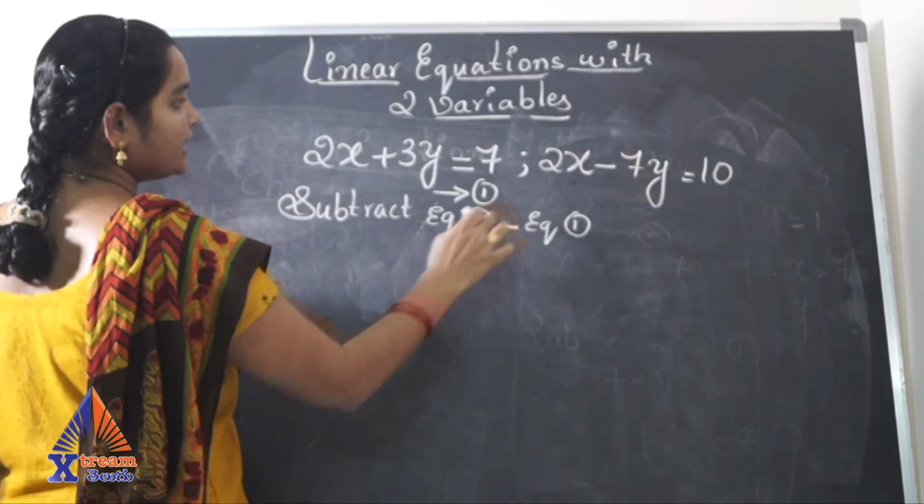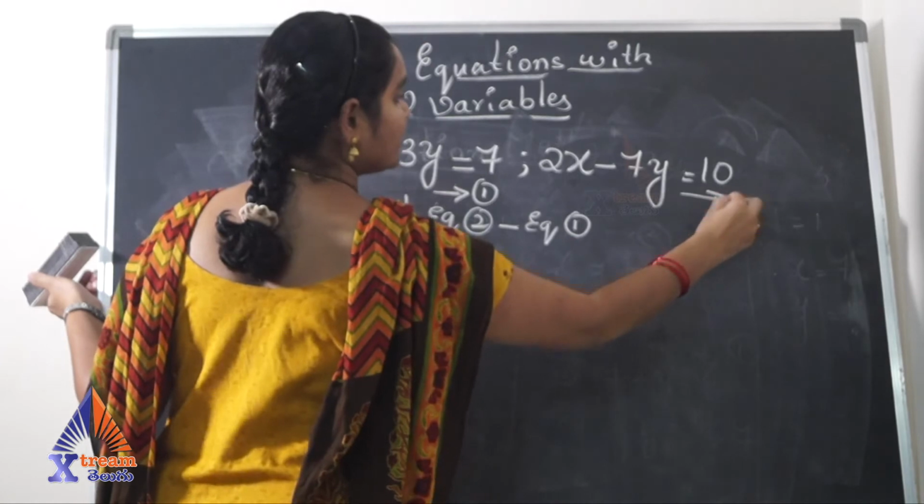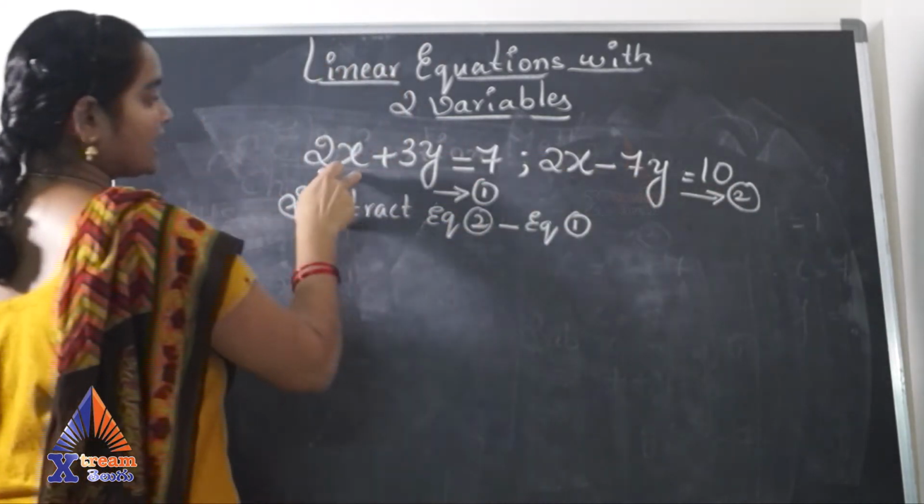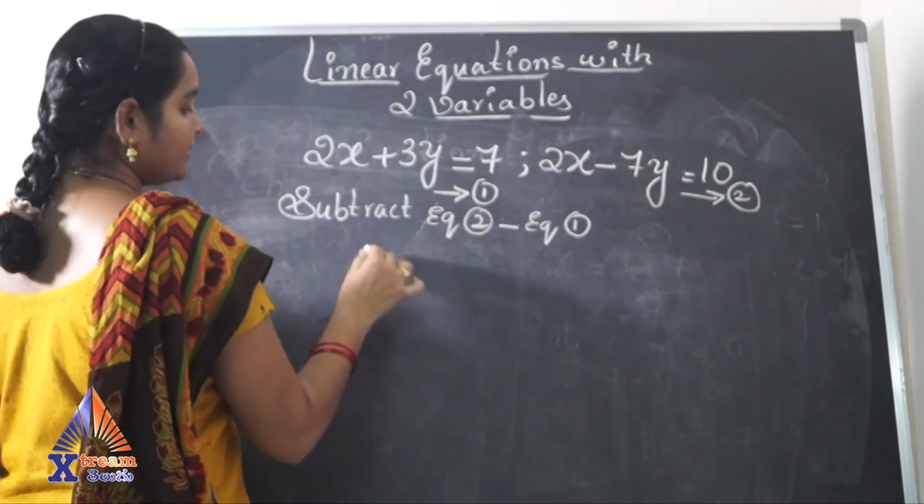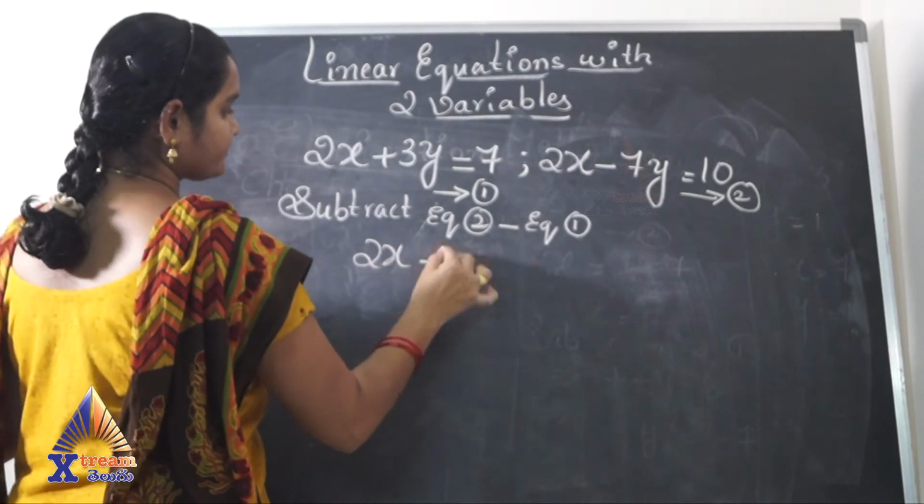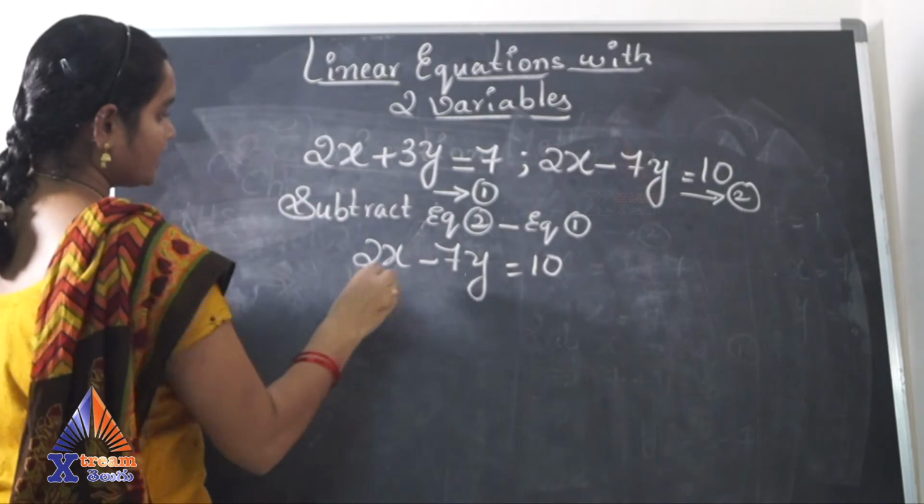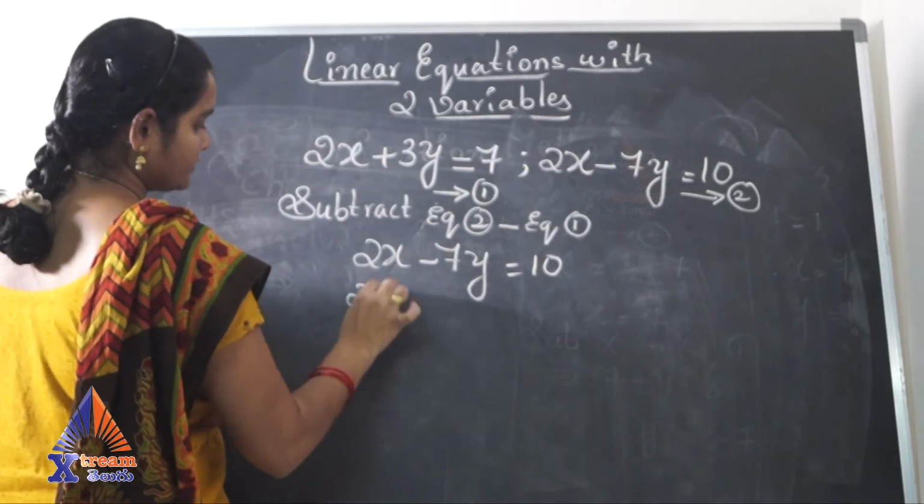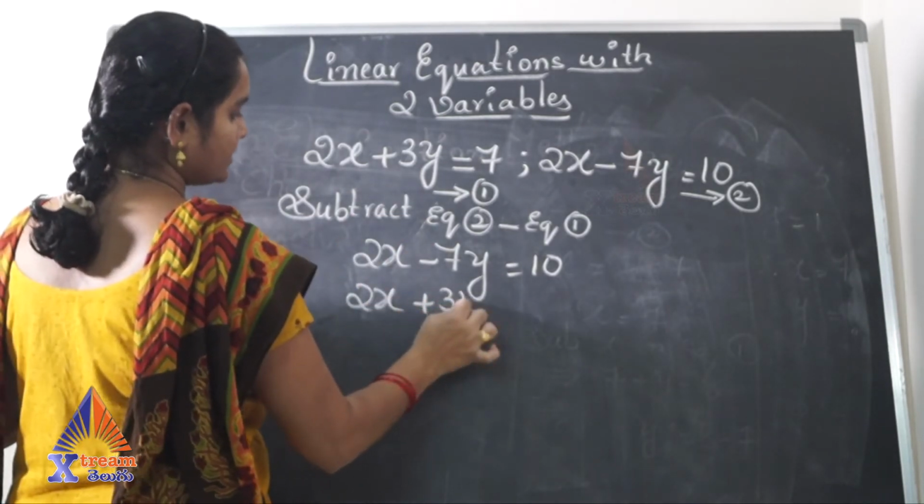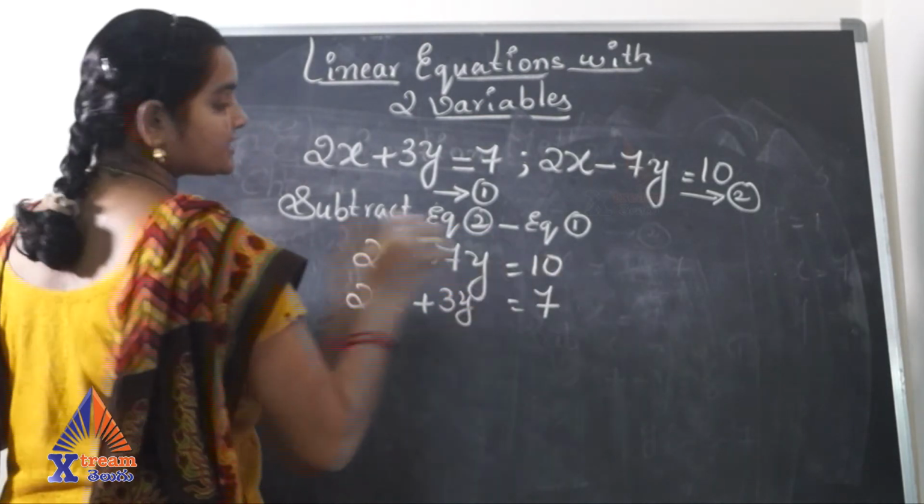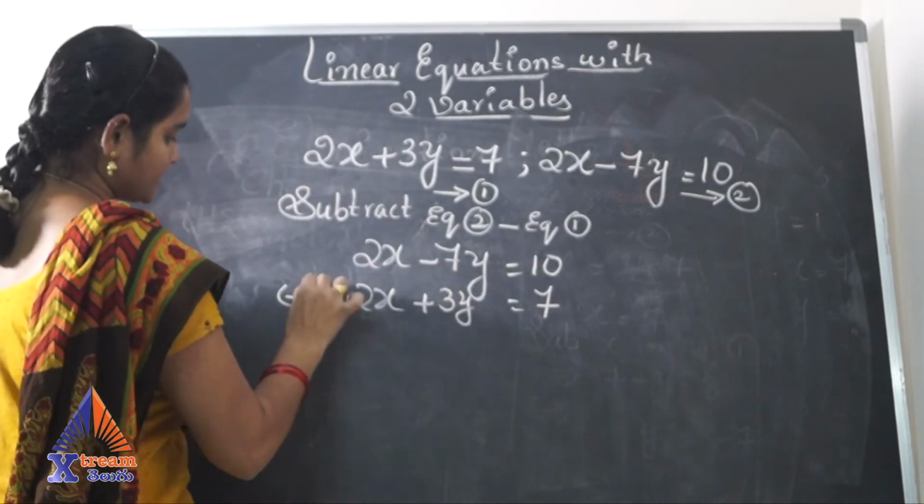Okay, so I'm doing equation 2. So this is my equation 2, right? So from this, I'll be subtracting this. So this will be at the top. Minus 7y is equals to 10. This will be at the bottom. 2x plus 3y is equals to 7. Now we are subtracting this.